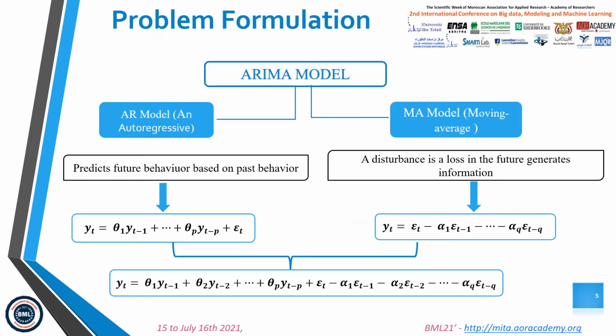The ARIMA model in our research is divided into two submodels, the AR model and the MA model. The AR model is responsible for predicting future behavior based on past behavior. The MA model is also known as the moving average process. It is a common approach for modeling univariate time series. The moving average model specifies that the output variable depends linearly on the current and various past values of a stochastic term.